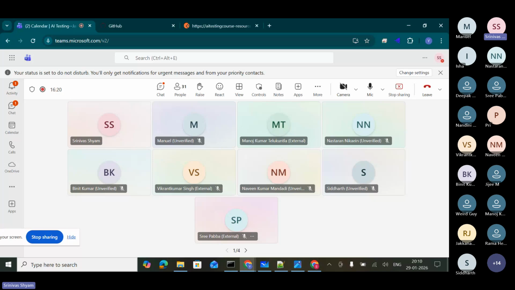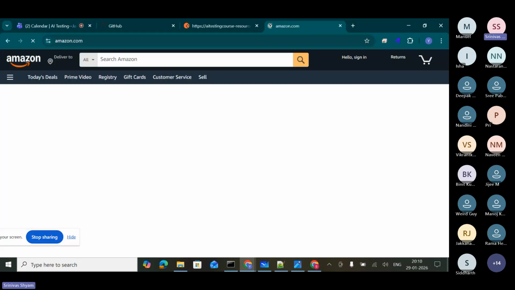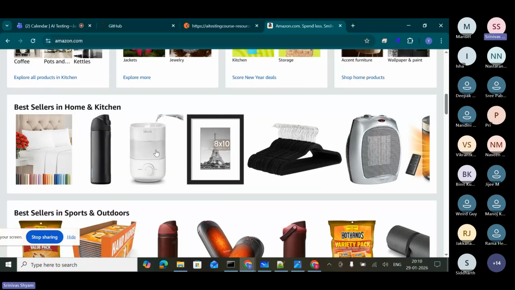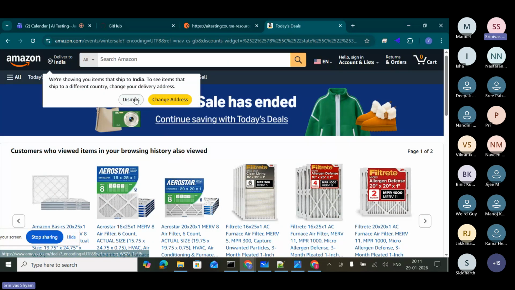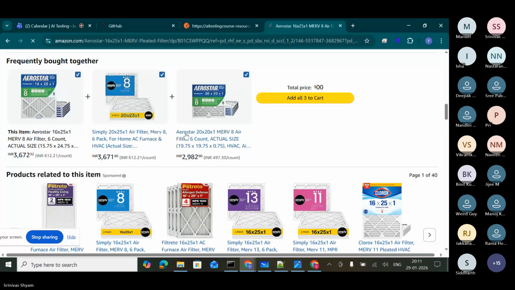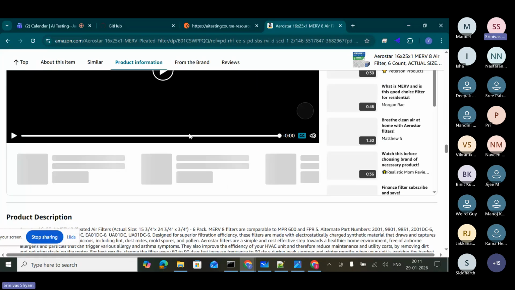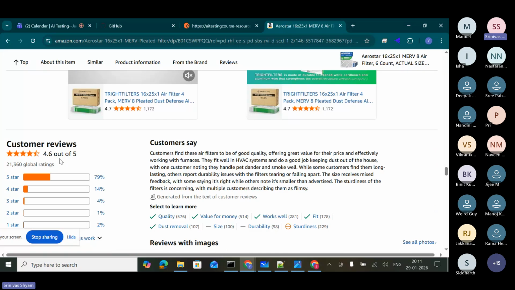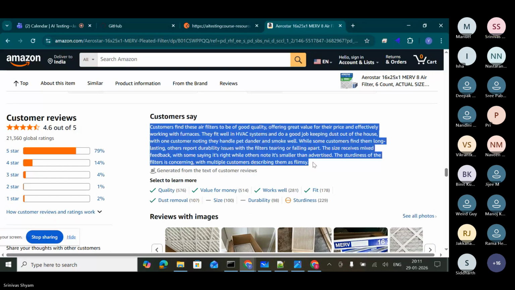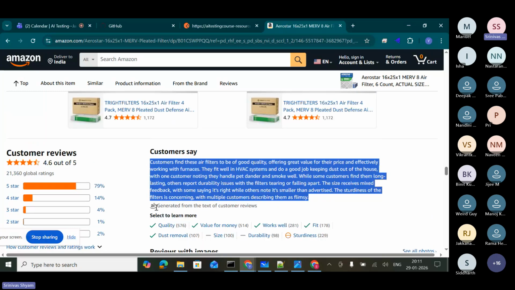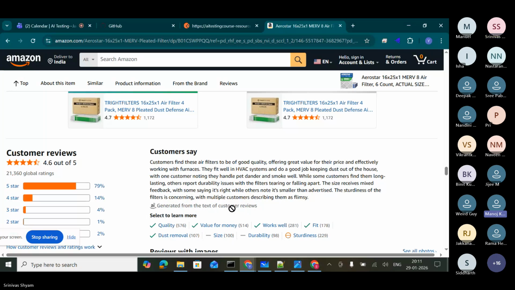Have you seen that review summary in the products? Let me go to Amazon.com. Let's say I open any product and scroll down. I don't know whether all the products have it, but I see that nowadays. Are you able to see this? Don't you think it's generated by AI? Yes, you can see the disclaimer also at the bottom.